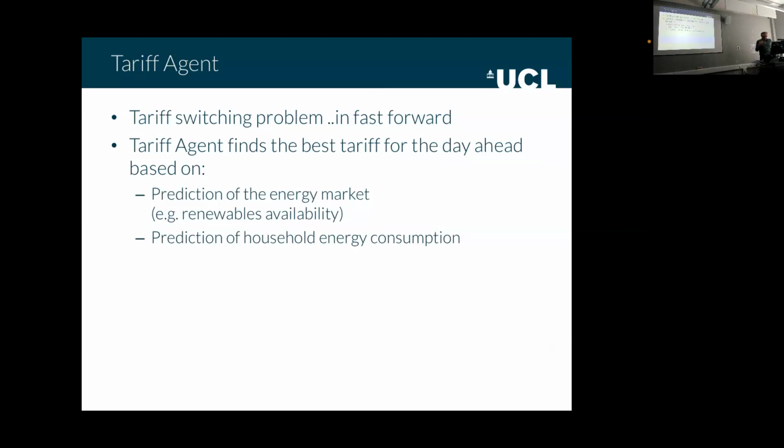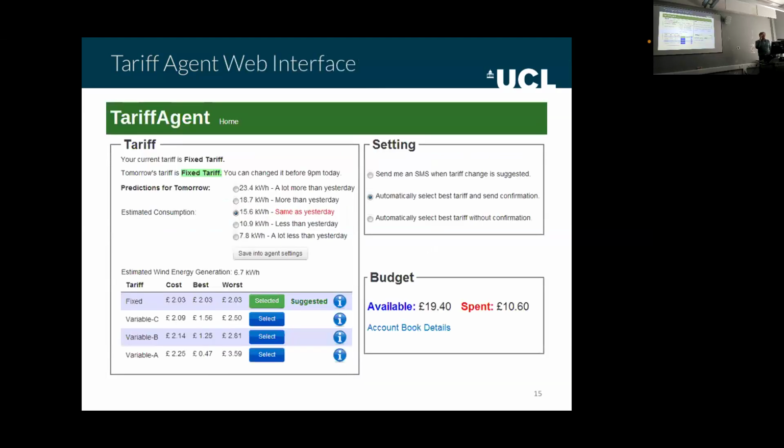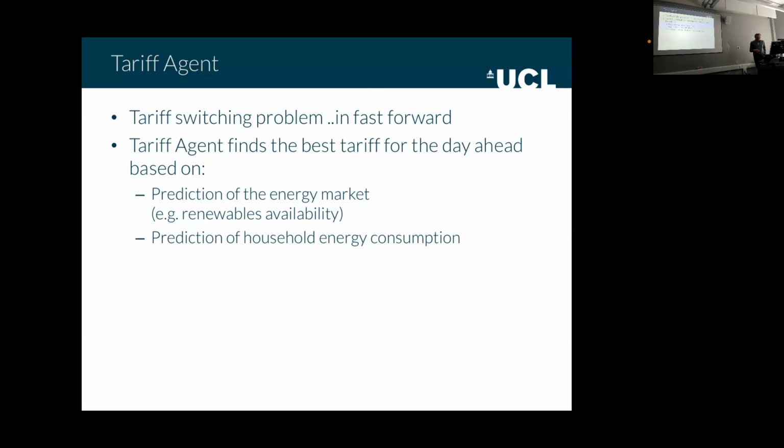So we designed and prototyped 3 different systems against this scenario. And in the interest of time, I will present all 3 systems first and then talk about the findings and how we deploy them at the end. The first system is called Tariff Agent. It's an autonomous system, or an agent that monitors and predicts the individual household energy consumption as well as the energy market, and tries to match the two, tries to find the most convenient supplier or the most convenient tariff for the user.